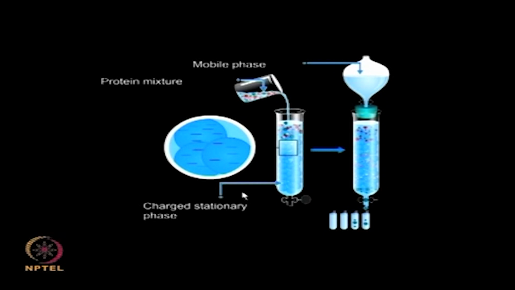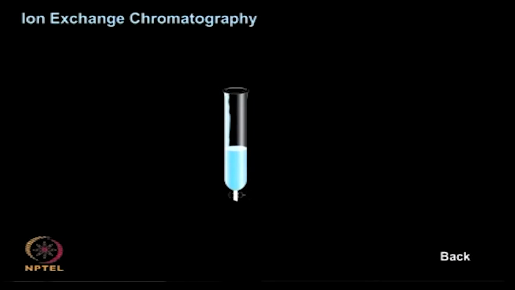Mobile phase. The proteins are eluted out of the column by using a suitable mobile phase, and then samples are collected as different sample fractions. The solution leaving the column can be collected in suitably sized fractions for further analysis. After giving you a brief description of the components, let me show you the process in animation.